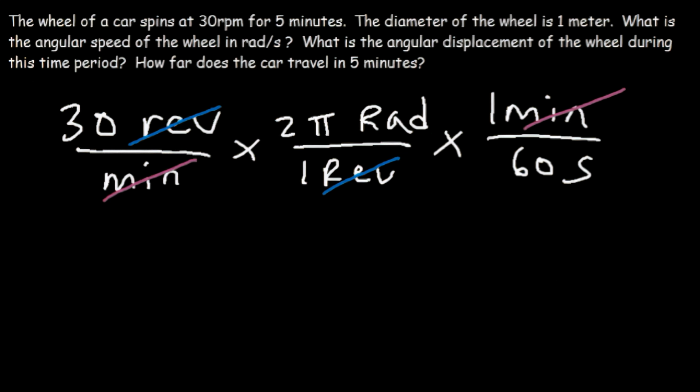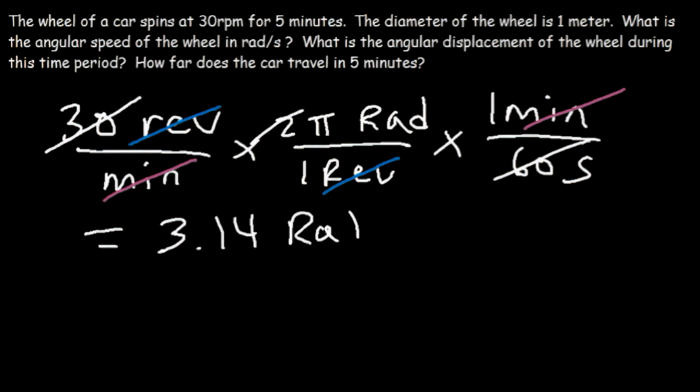So it's 30 times 2 pi divided by 60. Well, 30 times 2 is 60, so we can cancel the 30, the 2, and the 60. So it's simply pi radians, which is about 3.14 radians per second. Let's not forget the unit seconds on the bottom. So this is the angular speed.